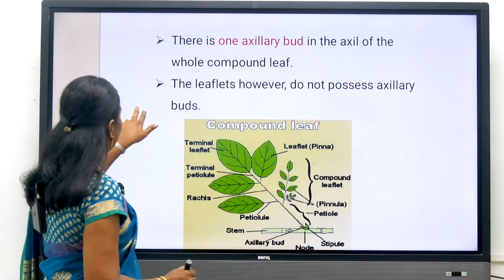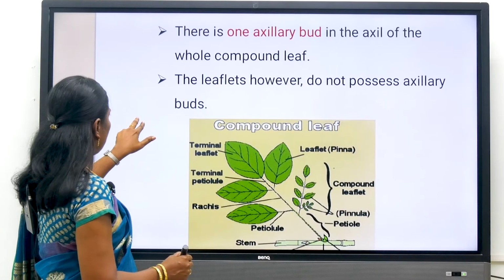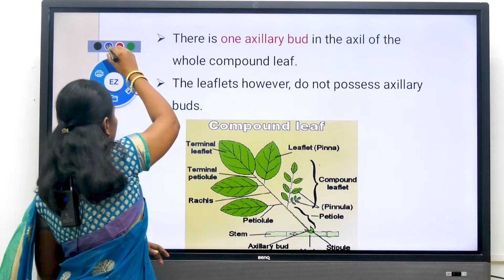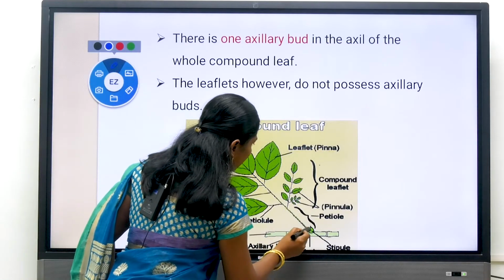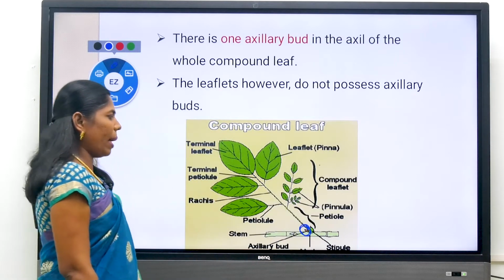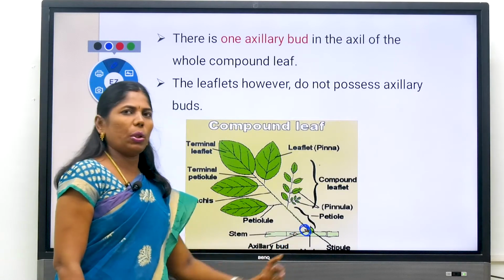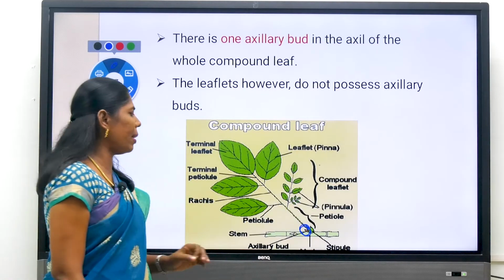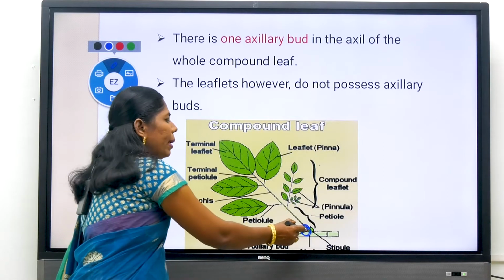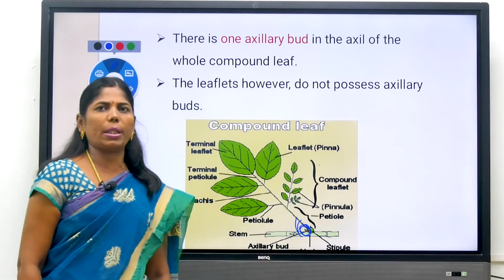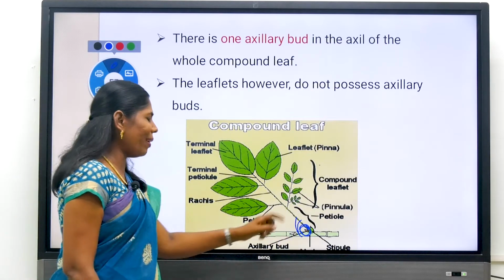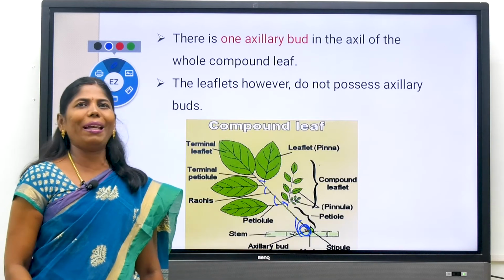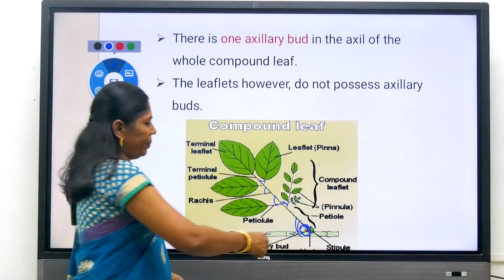You can see here, this is your axillary bud. We can see only one axillary bud at the base of the petiole, in the node region, that is the axillary region. Where is the axillary region? It is between the node and internode. That region is considered the axillary region. So only one axillary bud we can see. We cannot see an axillary bud on every rachis. That is the main character of a compound leaf.